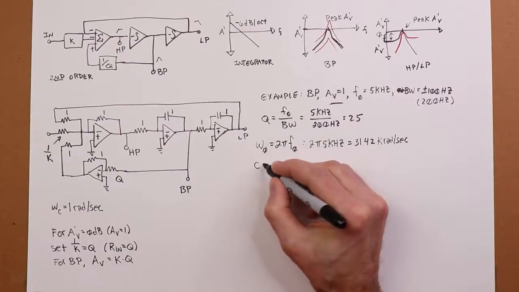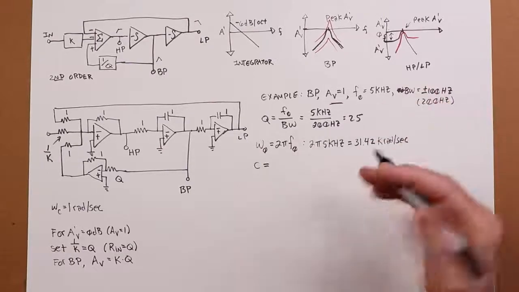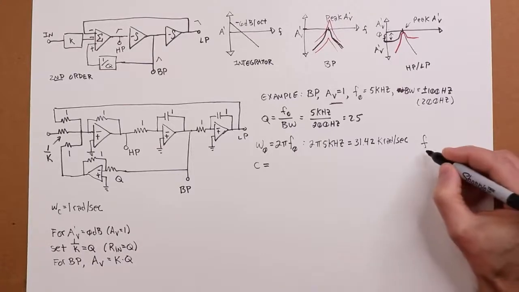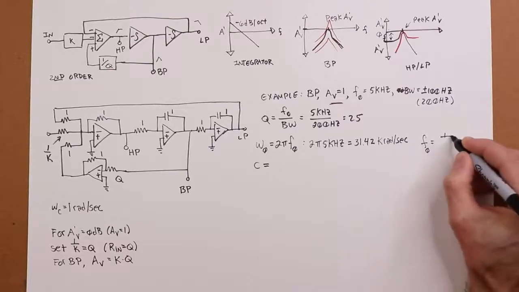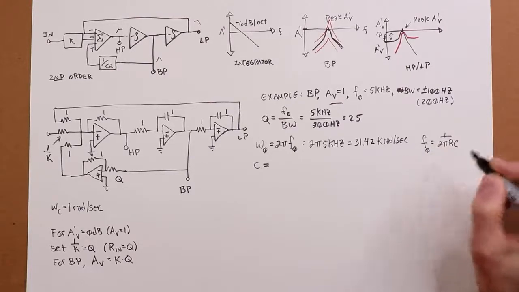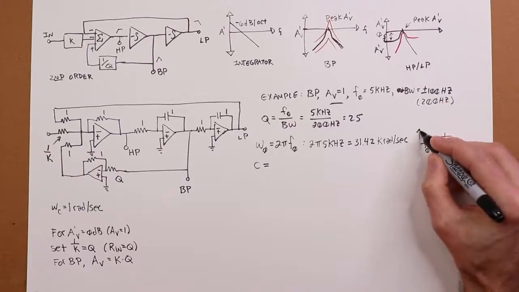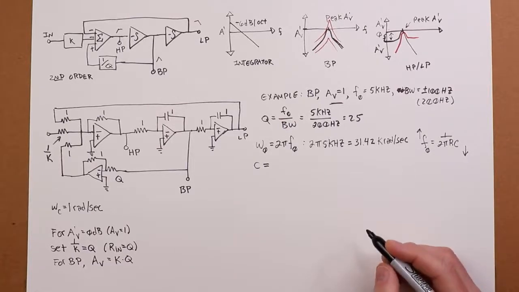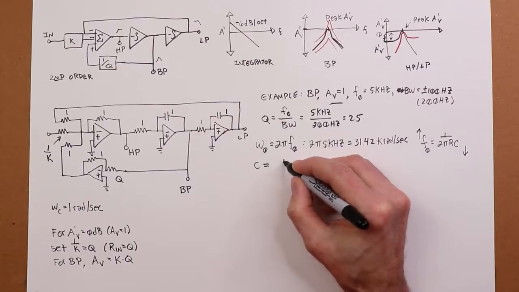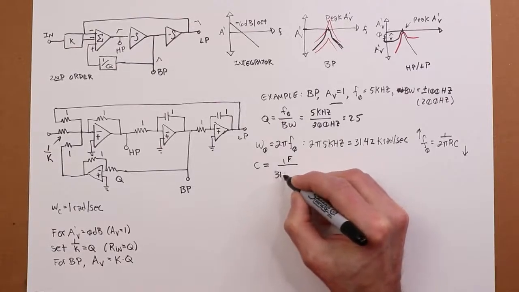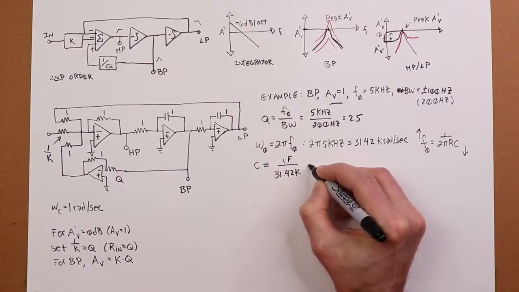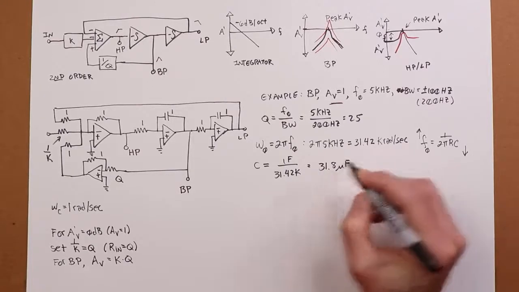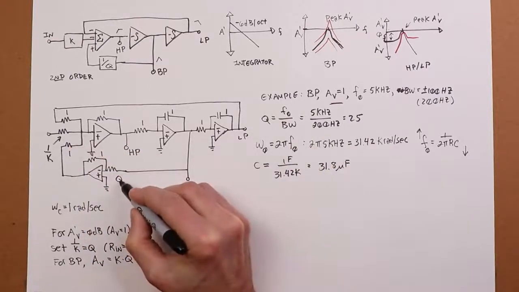So the caps will then be scaled, because remember the basic frequency here that we're always focusing on is, we've got this 1 over 2 pi RC thing happening. So if I want to bring F0 up, I'm going to have to bring R or C down. So we're going to take C and divide it by 3142. That is going to get us, right, 1 farad divided by 31.42K. It's going to get us 31.8 microfarads.